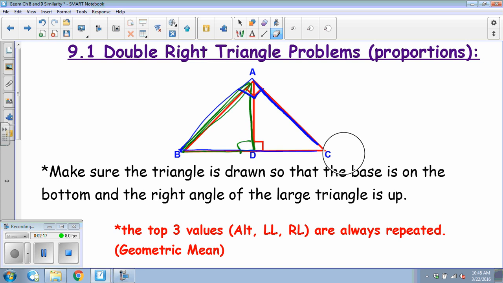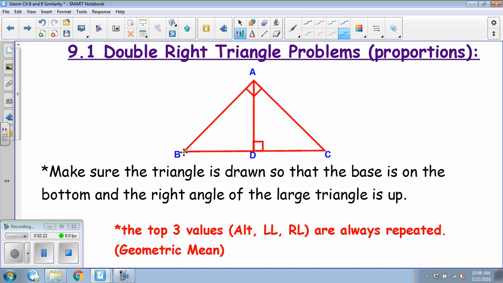And so what we do is use some patterns to write those proportions so that we can figure out those missing links that we need. Now, anytime you're doing these double right triangle problems, you want to make sure that the triangle is drawn so that the base is on the bottom and the right angle of the large triangle is up on top. If it's tilted sideways, you literally want to turn your paper and look at it so that the large right angle is on top. That'll make it easier for you to figure out what goes where.